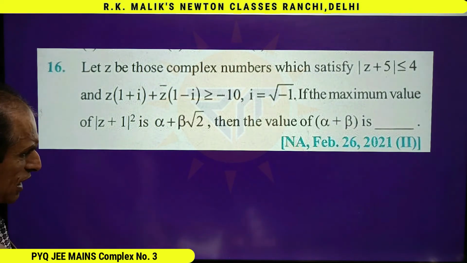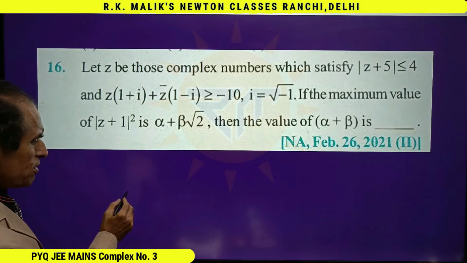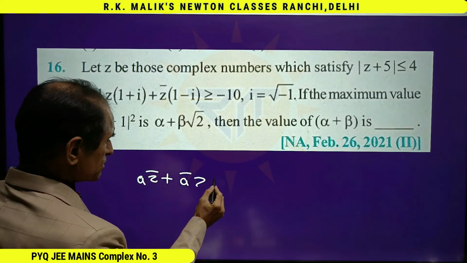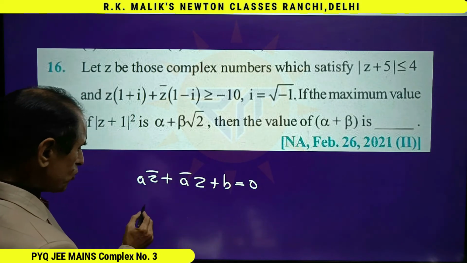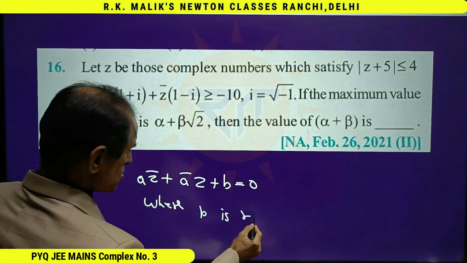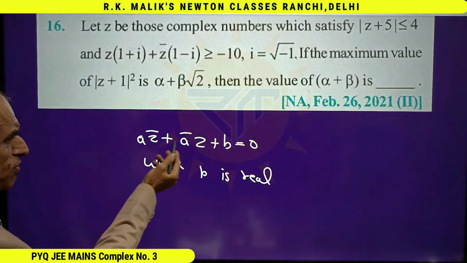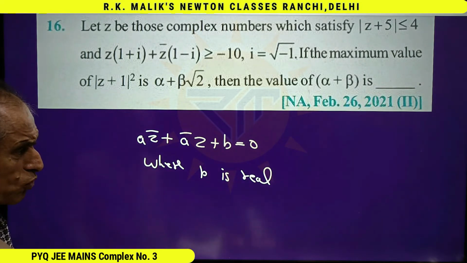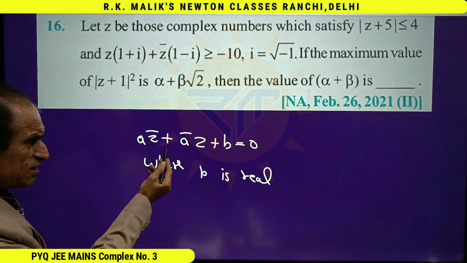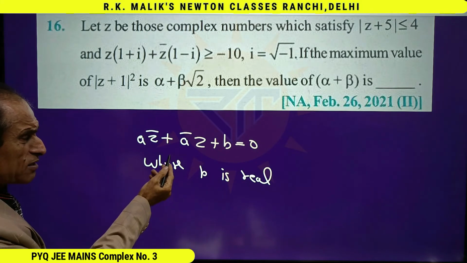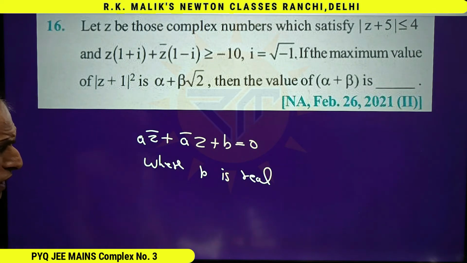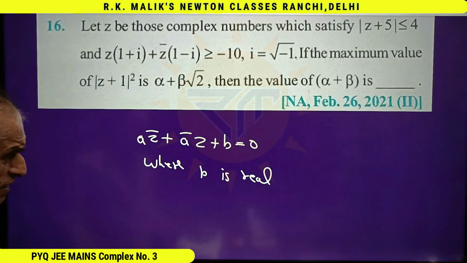Before I do this question, first I will tell you a concept: in complex numbers, the equation of a line is in the form of a z bar plus a bar z plus b equal to 0, where b is real. And if the equation of a line in complex numbers is given to you and you have to find the points where the line cuts the x-axis, that is the real axis, and the points where the line cuts the y-axis, that is the imaginary axis, the procedure is as follows.